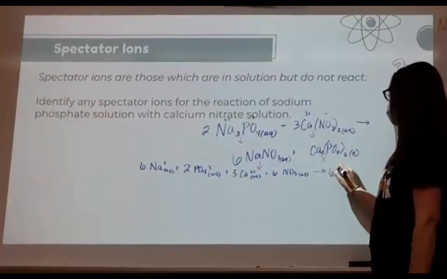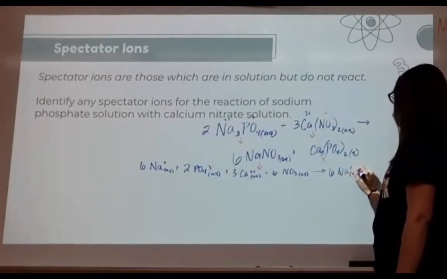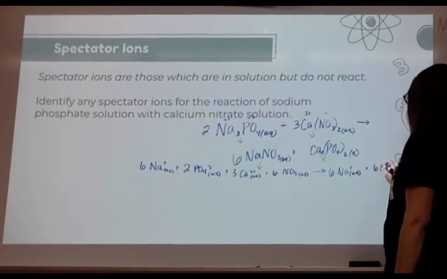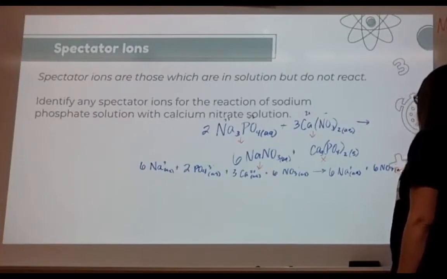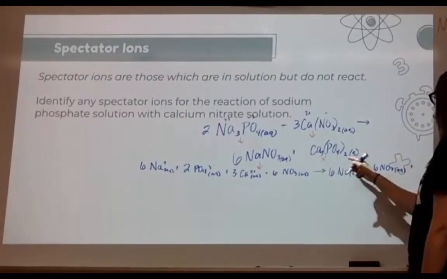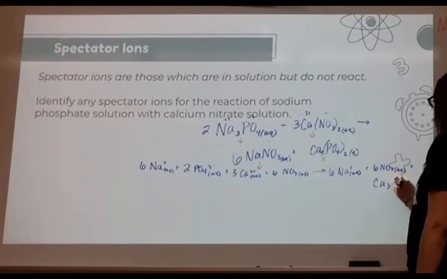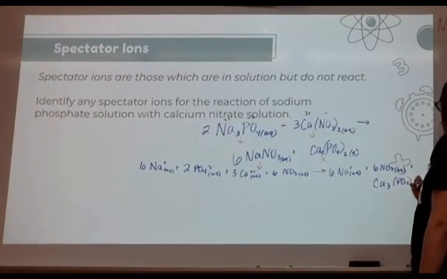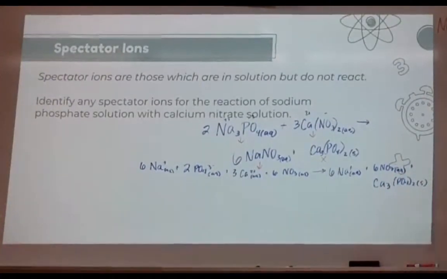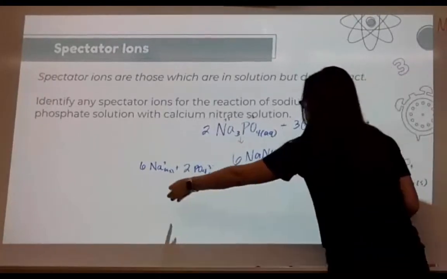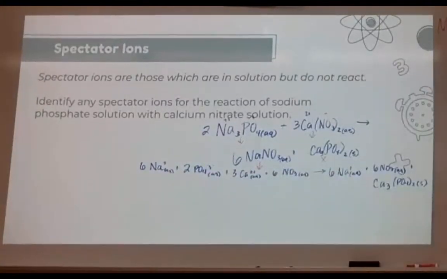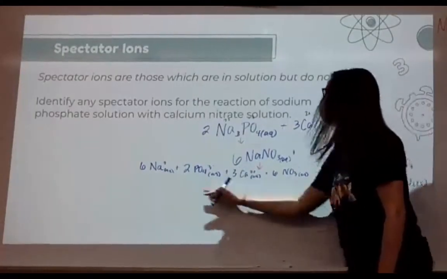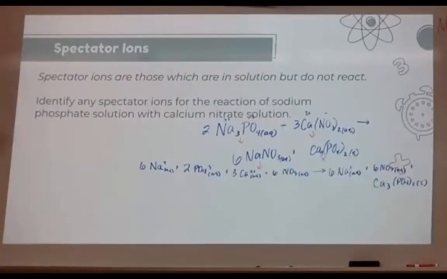yields 6 Na plus, plus 6 NO3 minus, plus, and then this solid stays together, Ca3(PO4)2 solid. Notice the only thing that can have a charge is anything that is an aqueous solution. Solids, liquids, and gases, you should never write with charges. So this is the complete ionic equation.